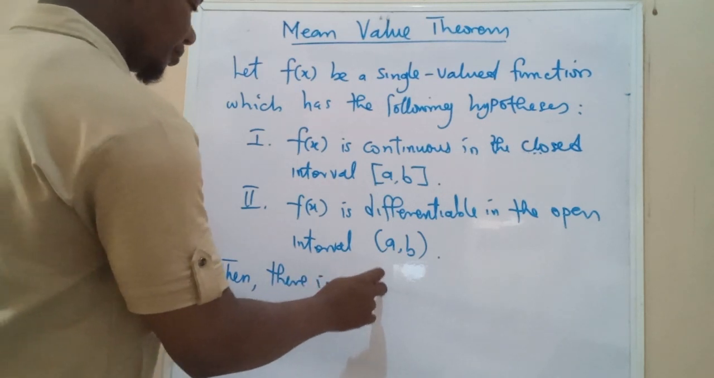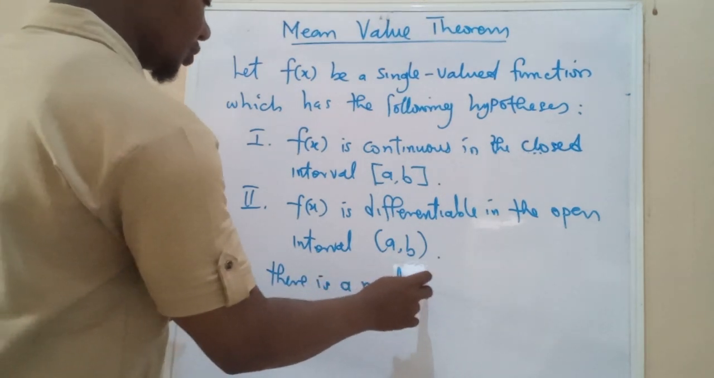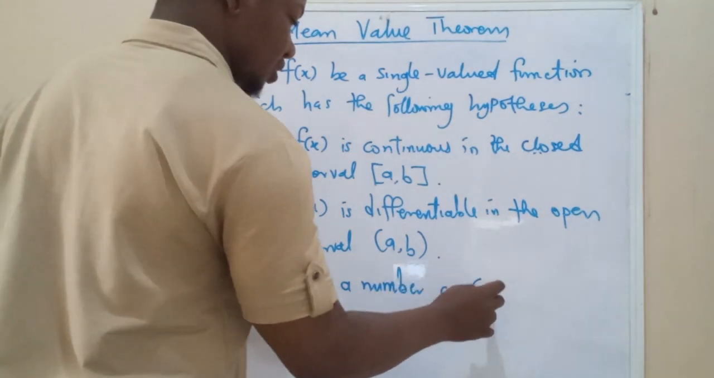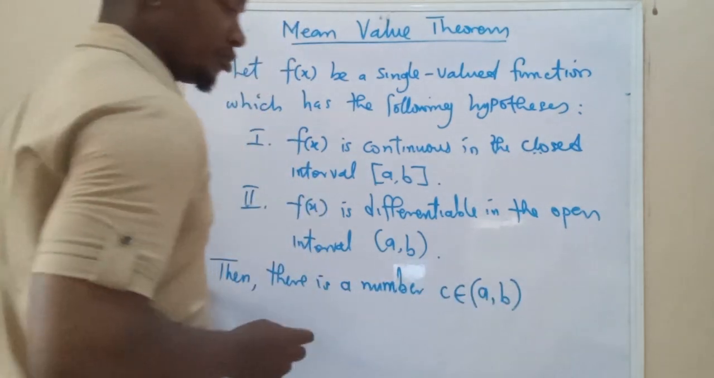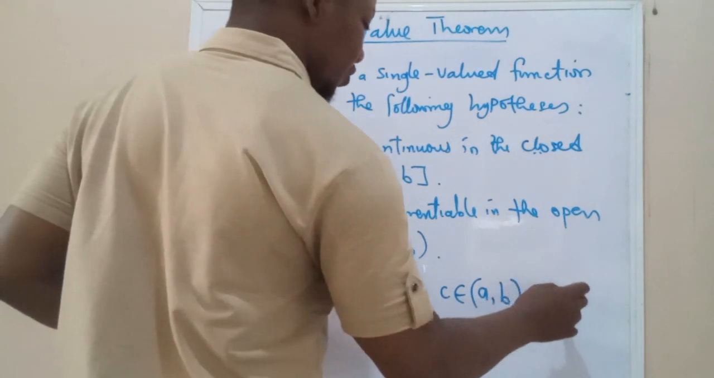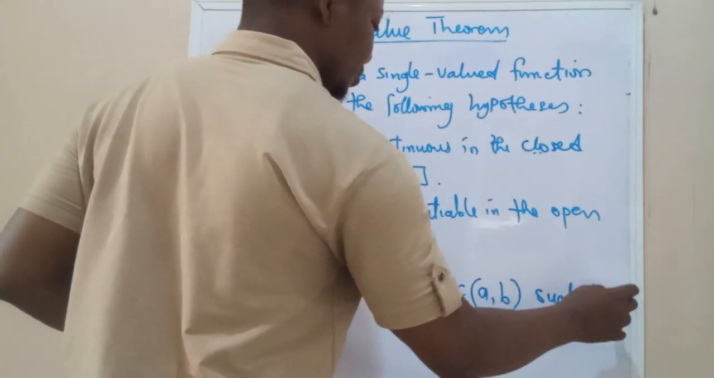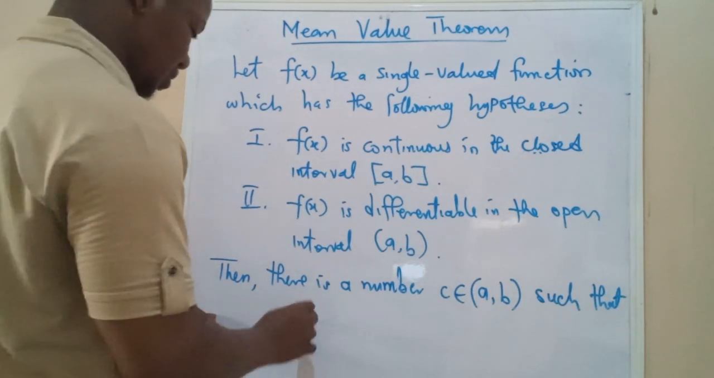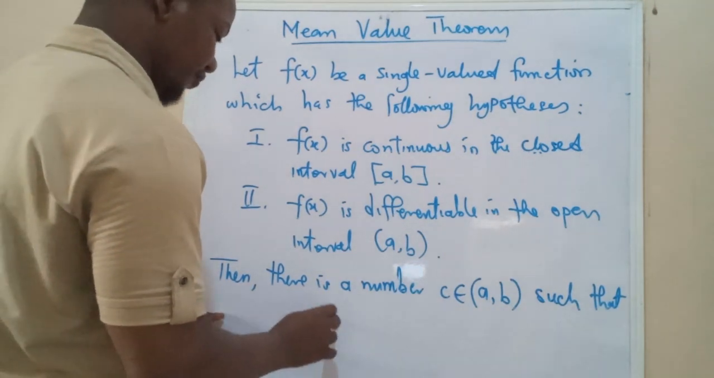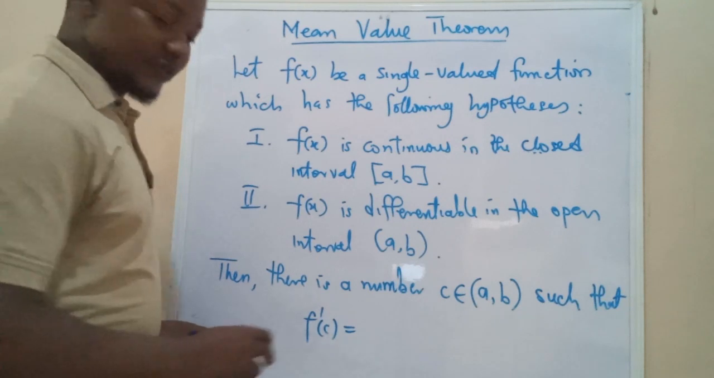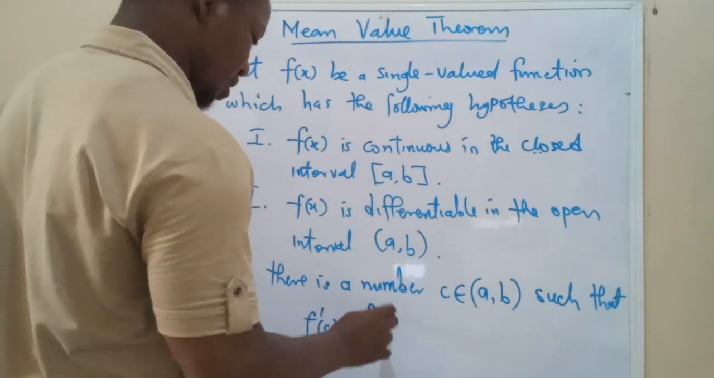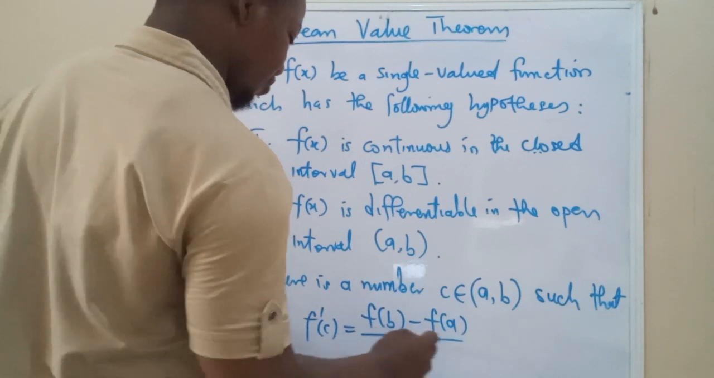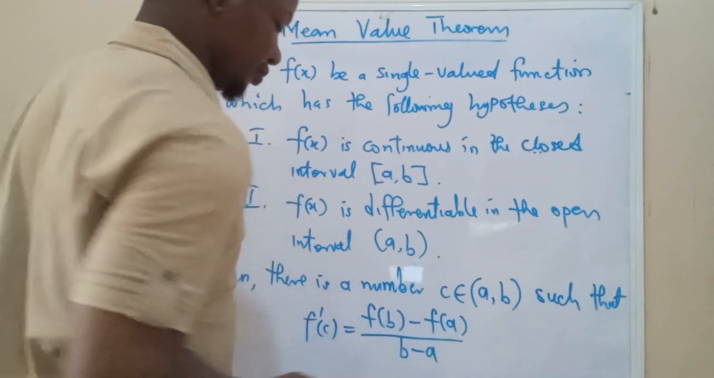there is a number C which is in between A and B such that f prime of C is equal to f of B minus f of A over B minus A.